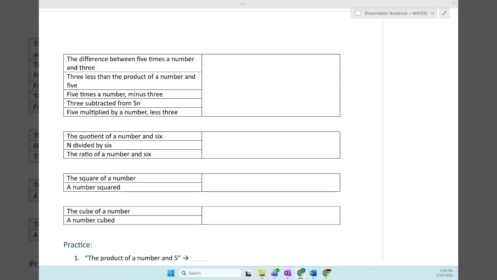We do have where we see the keyword times, that's multiplication. And when we see the keywords difference, less than, minus, we're looking at subtraction. So take a minute and think about what that algebraic statement would look like for these. And for these, the difference between 5 times a number and 3. Well, we have 5 times some number, subtract 3.